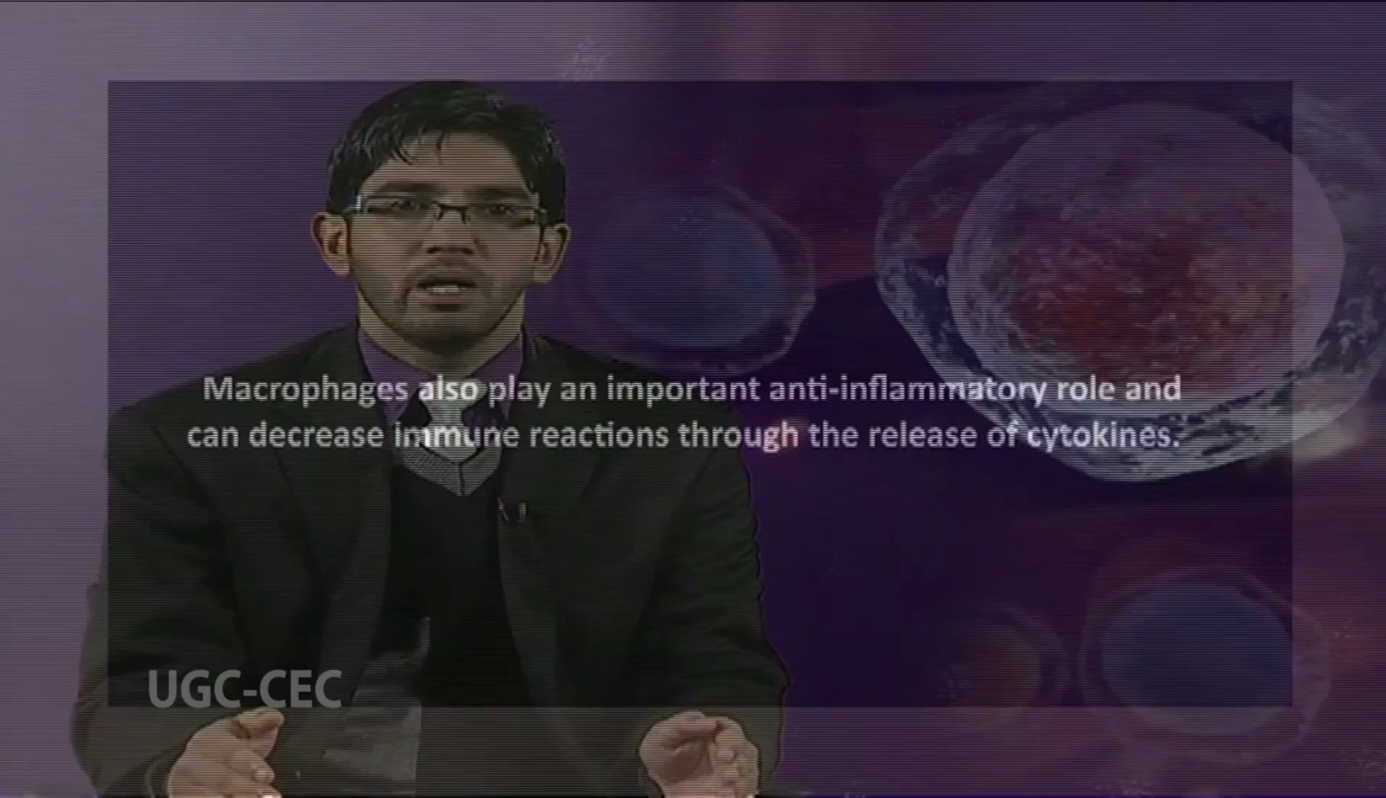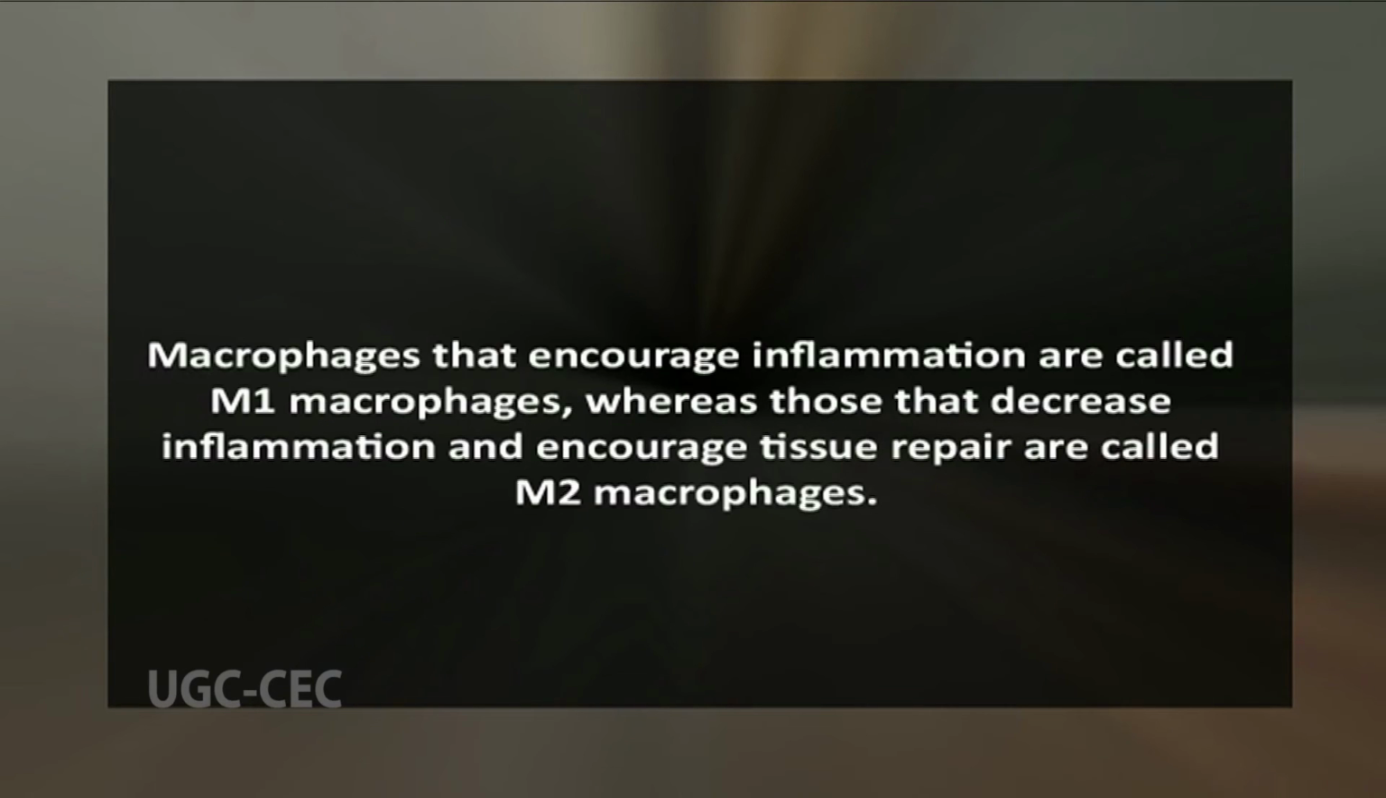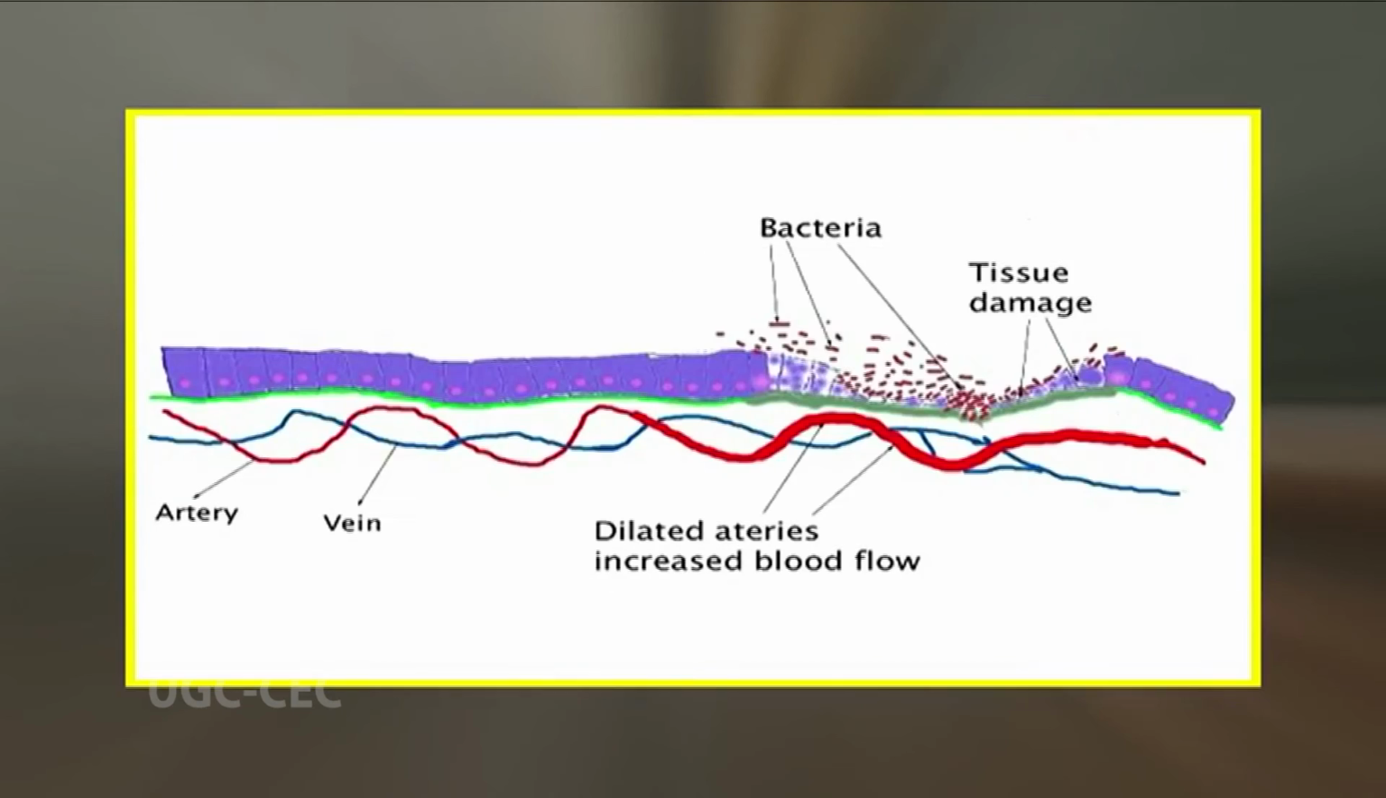Beyond increasing inflammation and stimulating the immune system, macrophages also play an important anti-inflammatory role and can decrease immune reactions through the release of cytokines. Macrophages that encourage inflammation are called M1 macrophages, whereas those that decrease the inflammation and encourage tissue repair are called M2 macrophages. Human macrophages are about 21 micrometers in diameter and are produced by the differentiation of monocytes in tissues.